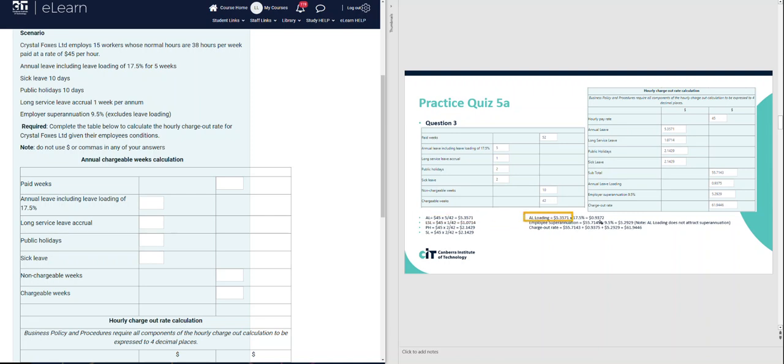$5.3571, and for here, therefore, the 17.5% loading has to be calculated on the $5.3571, and it's $0.9372. Superannuation, on the other hand, would then be based on this subtotal, excluding the annual leave loading, times 9.5%, and that will give you 5.2929. And so your total charge rate will be the summation of these three, and it will be $61.9446.